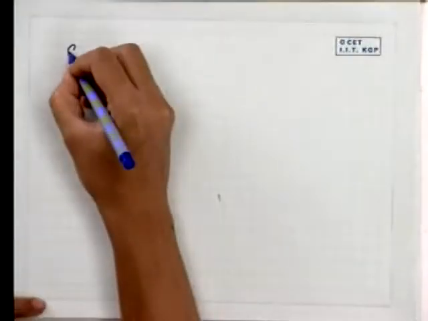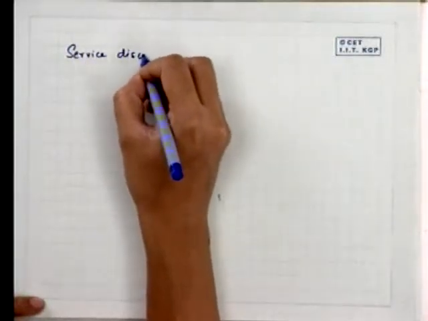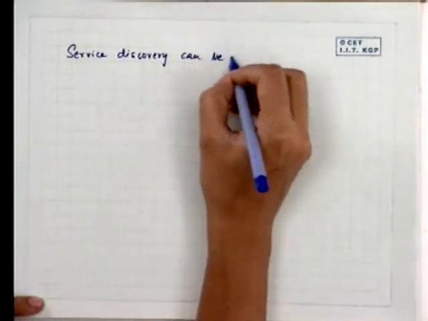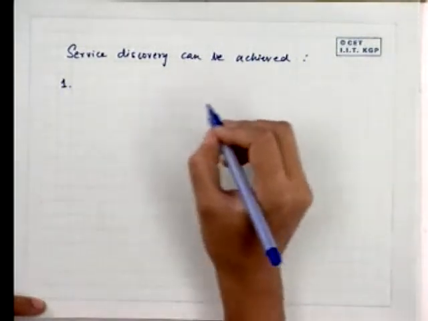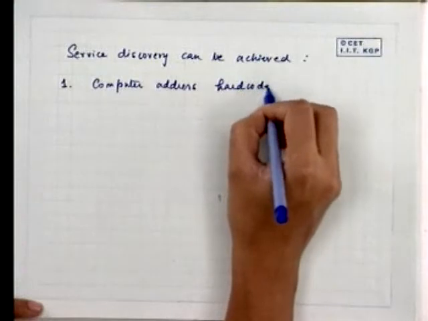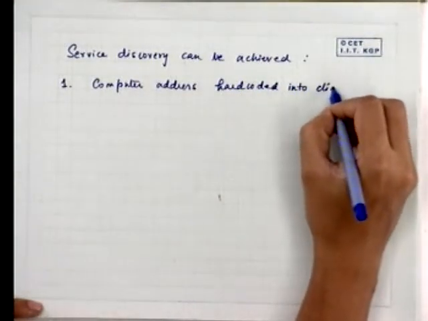Service discovery can be achieved in one of the following ways. Number one, the address of the server computer can be hard-coded into the client computer.